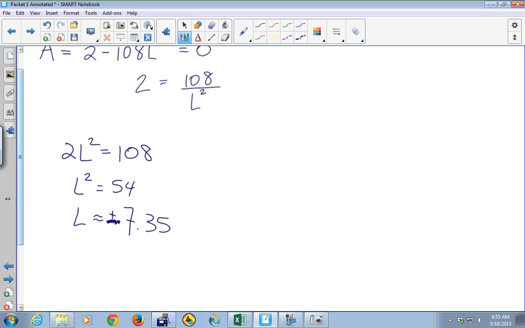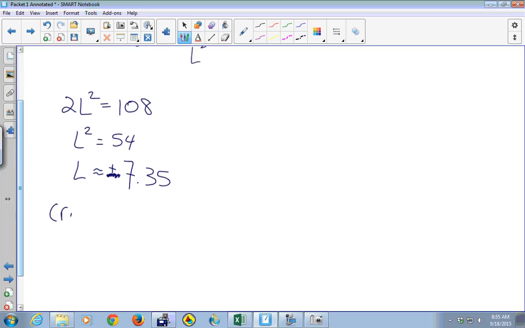So we have a potential maximum or minimum at 7.35. We don't know which. We just know that there's a horizontal tangent line there. Could be a maximum, could be a minimum. It actually could be neither. This is just a potential place that there might be a maximum or a minimum, because we know there's a horizontal tangent line here. We call this a critical number.